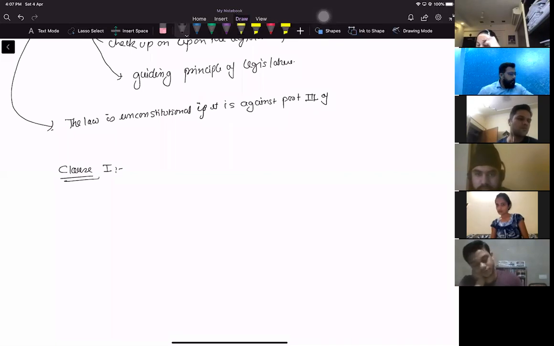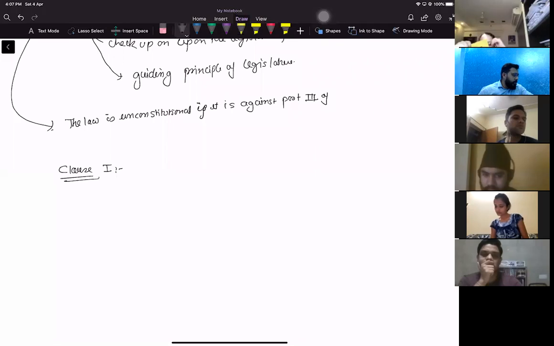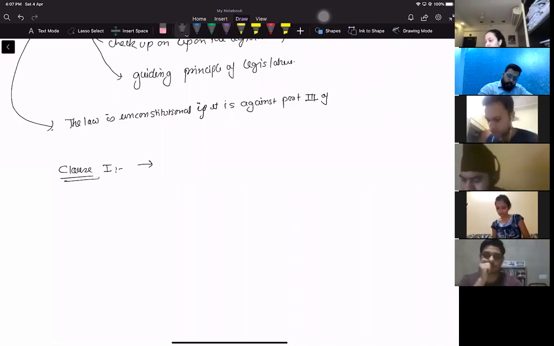All laws in force in the territory of India immediately before the commencement of the Constitution, insofar as they are inconsistent with the provisions of this Part, shall, to the extent of such inconsistency, be void. First of all, this clause 1 is basically talking about pre-constitutional laws.